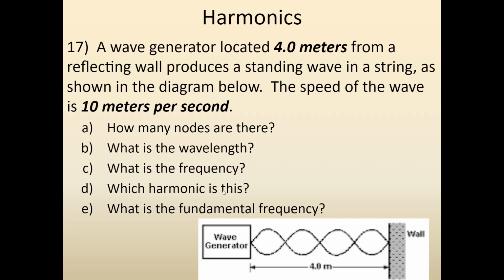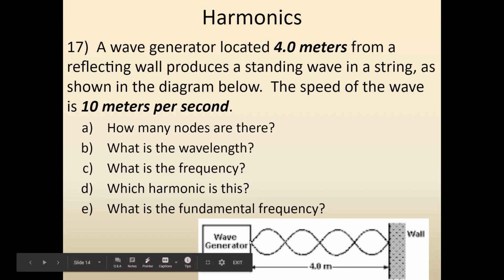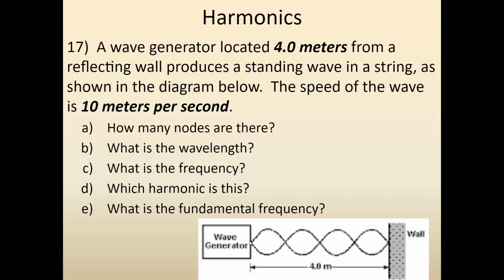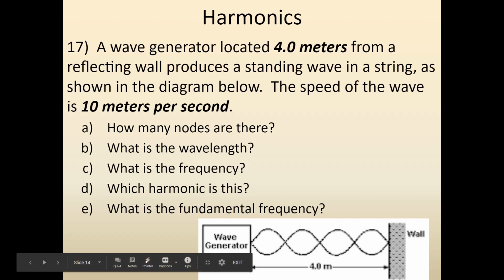Okay, so they want to know which harmonic this is. If you paid attention in the POGIL, the first harmonic would look like this, just one bubble. The second would be 2. Third would be 3. So this is the fourth harmonic.